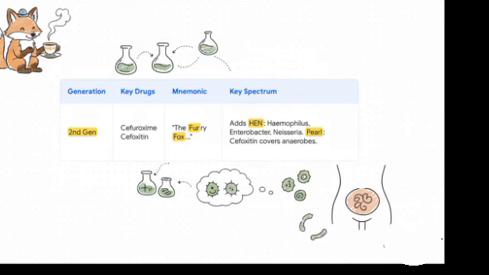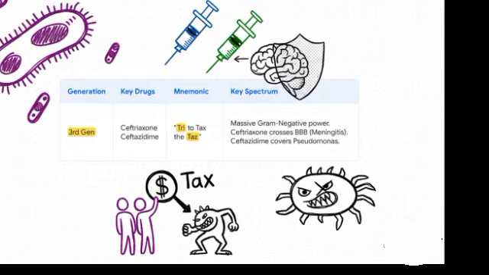Next up, we've got the 2nd generation. Our mnemonic here is the furry fox is drinking tea for cefuroxime, cefoxitin, and cefotetan. They keep that good gram-positive coverage, but they expand their gram-negative reach. The key addition here is HEN, Haemophilus, Enterobacter, and Neisseria. But here's the really crucial clinical pearl. Cefoxitin and cefotetan also cover anaerobes, which makes them absolutely vital for treating things like intra-abdominal infections. Now, the 3rd generation marks a huge power shift toward gram-negative bacteria.